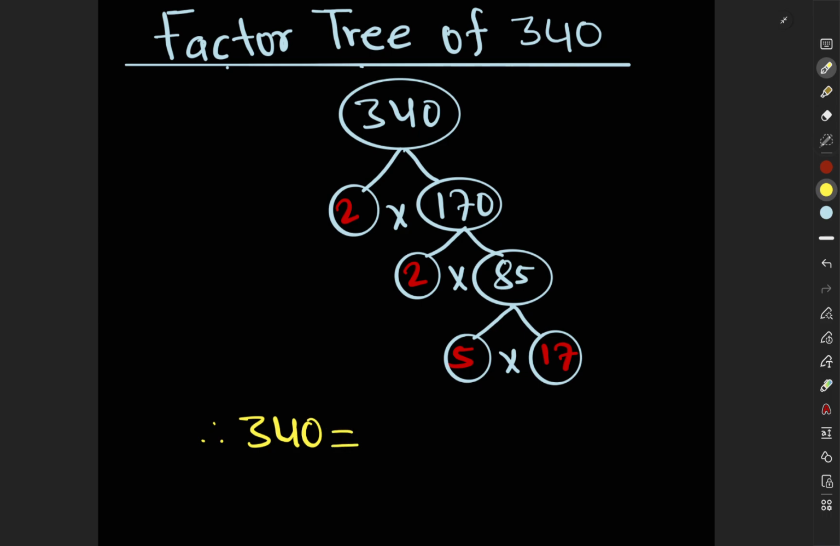340 is equal to the product of all these prime numbers, that is 2 times this 2 times this 5 times this 17.